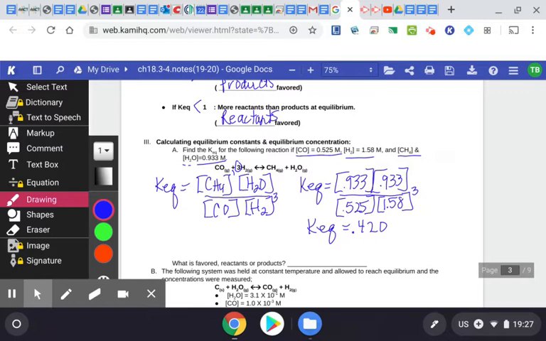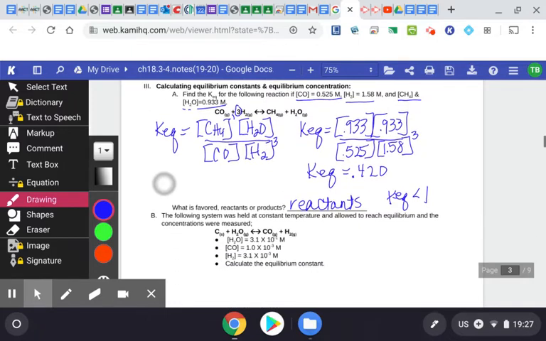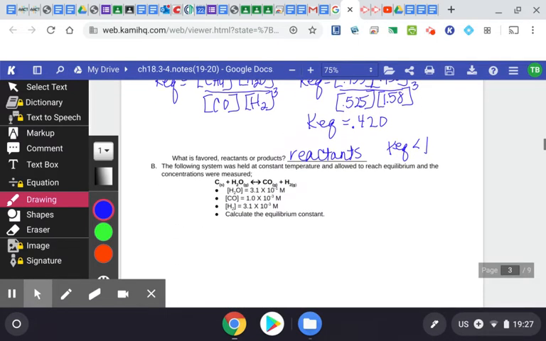So now that we found what the KEQ for that reaction is at that given temperature, we need to identify what is favored here, reactants or products. Well, since my KEQ here is less than 1, that means reactants are favored in this reaction. That means the concentration of my reactants is greater than the concentration of my products. All right, let's look at the next problem here.